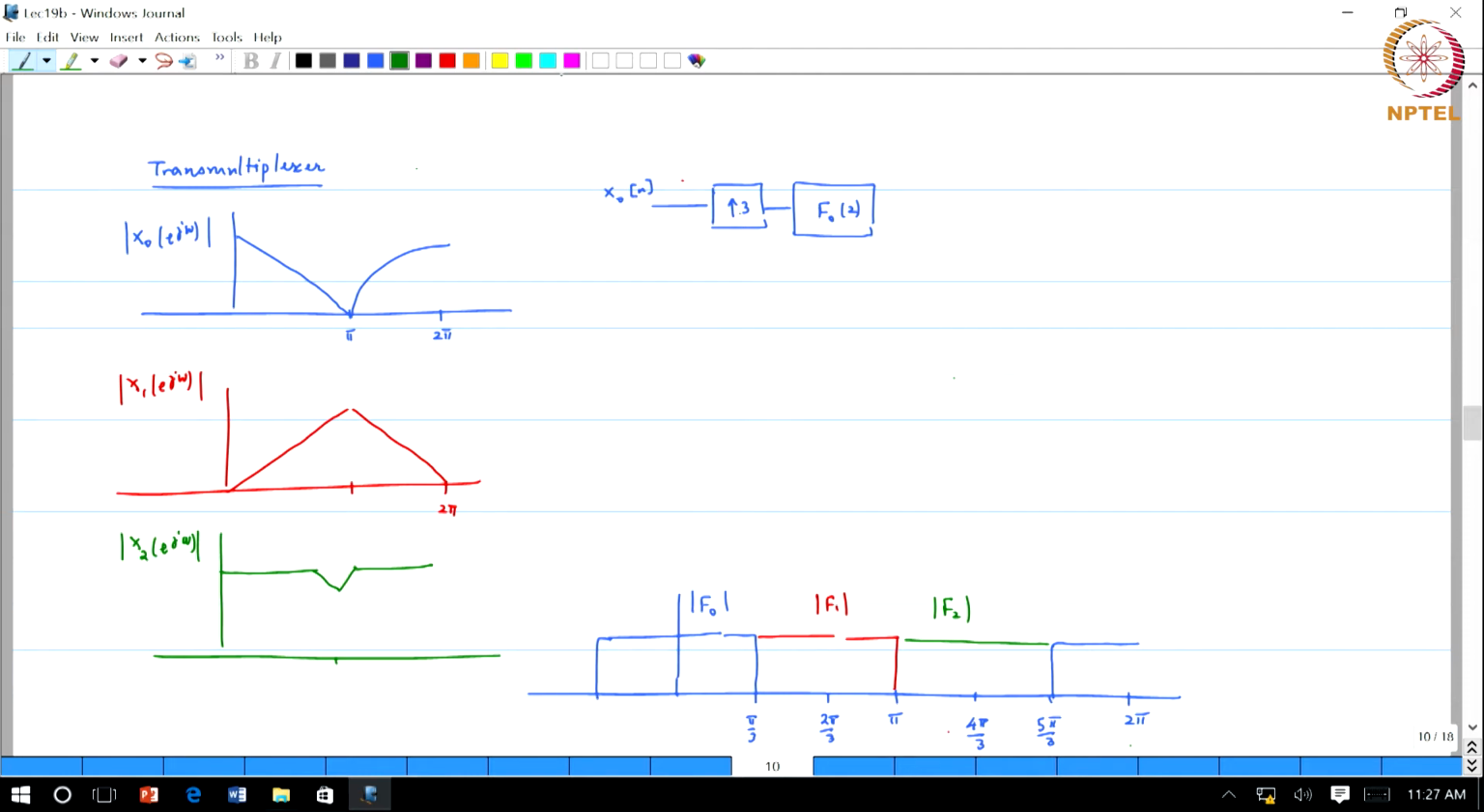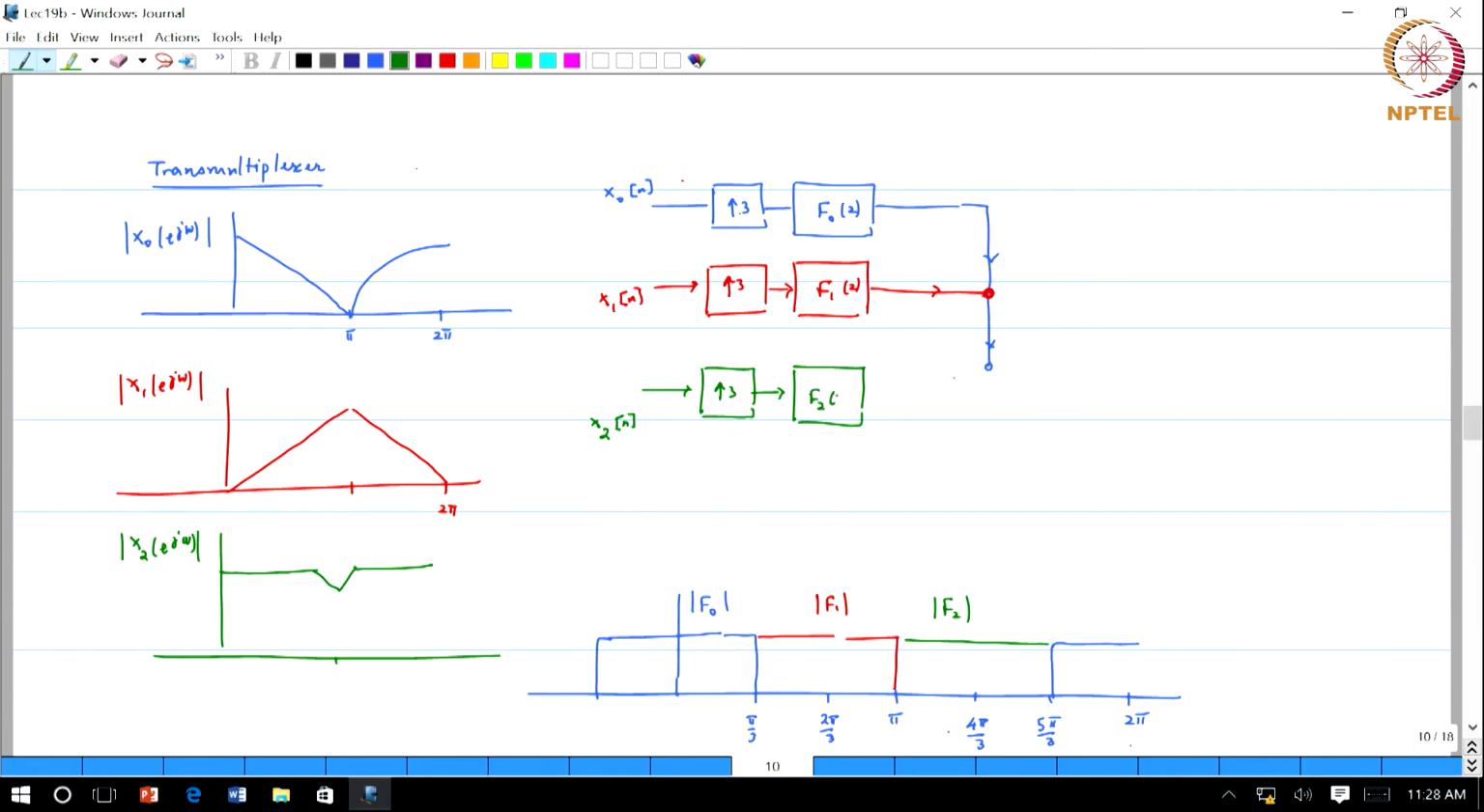Okay. And the structure that we have is this output gets added along with, take x1 of n, upsample by a factor of 3, pass it through a filter f1 of z, and then add it to this point, and the arrows are going in this direction. Okay. The third one is the green, it is x2 of n upsampled by a factor of 3, pass through a filter f2 of z, which is then added on to the original signal.